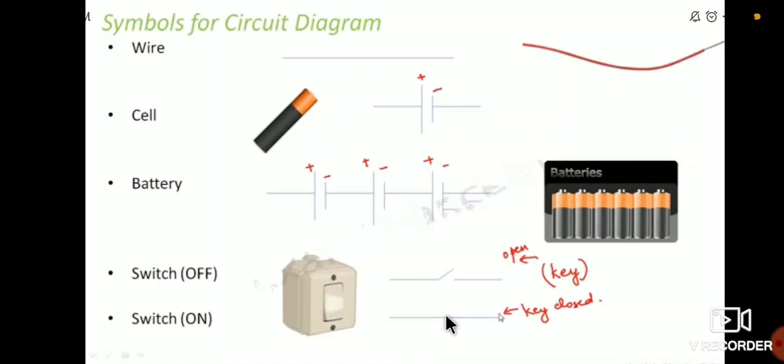So switch on and switch off control the current in the circuit. Switch off means the circuit is an open circuit. Switch on means the circuit is a closed circuit.